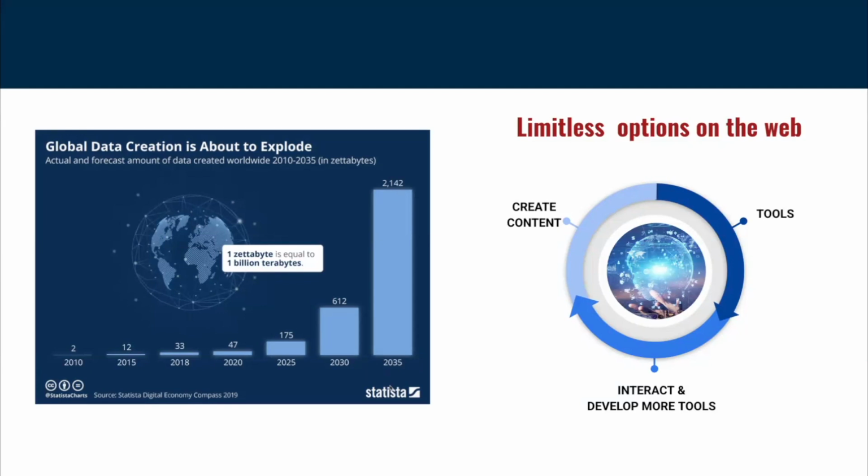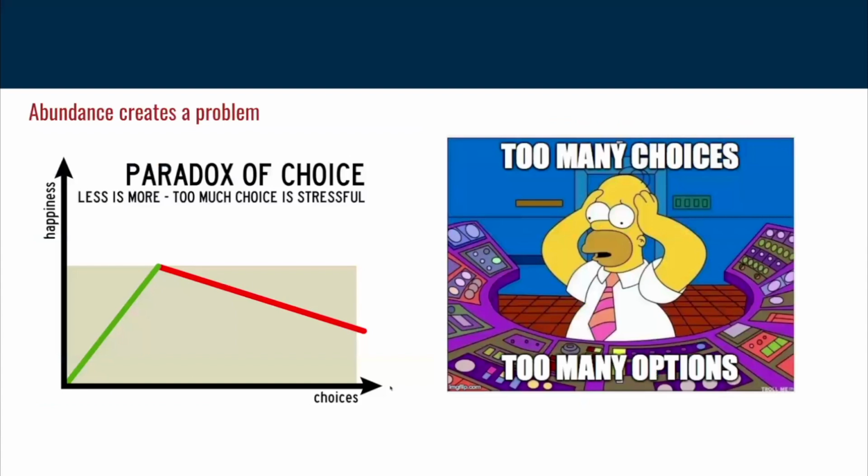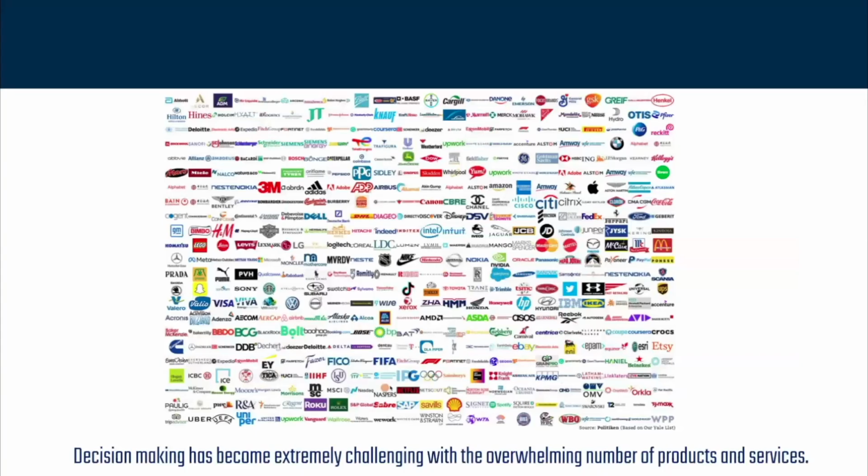So with this abundance, we have more powerful tools, but this abundance actually creates a lot of problems. As you can imagine, we have a lot of options, which is not necessarily a great thing because we suffer from a fear of missing out, or FOMO. So how do we know which choice is the best? Or after we select something, how can we make sure that we have made the right choice? Today we have a lot of service providers for almost every product or service we try to consume, and decision making has become extremely challenging.